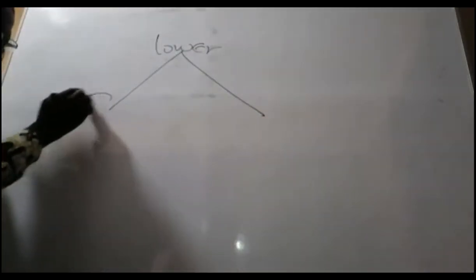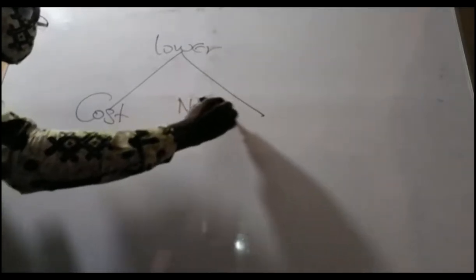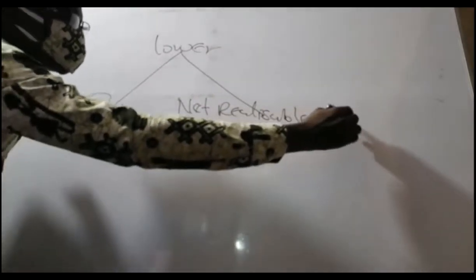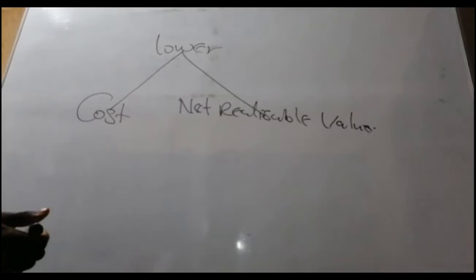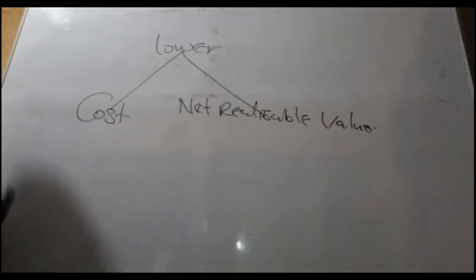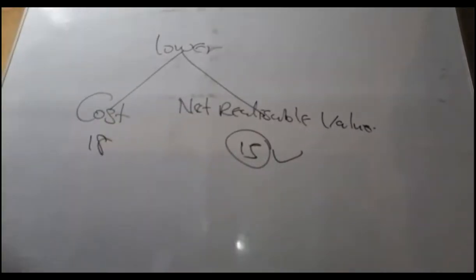Basically, for subsequent measurement, we are saying select the lower of two items. Compare the cost of the inventory to what we call net realizable value, popularly known as NRV. So inventory must be measured at the lower of these values. If here it is 18 and 15, then for this type of inventory you measure at 15. That's all.